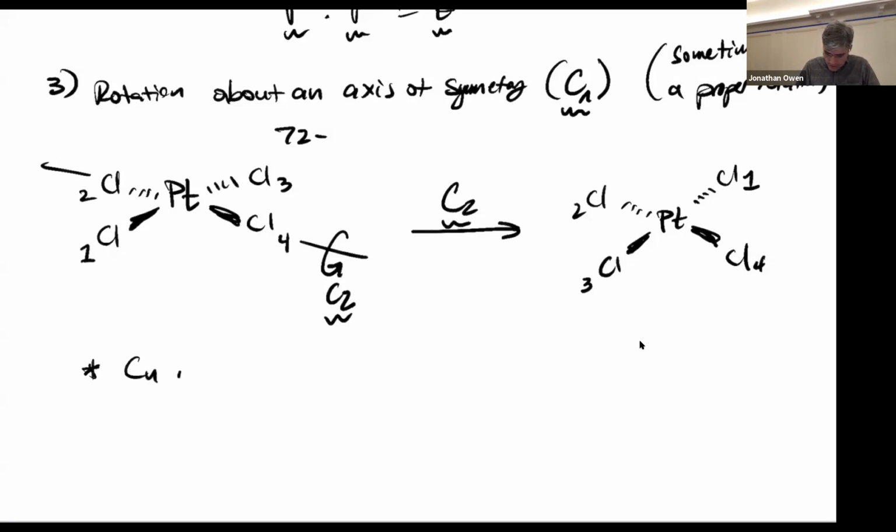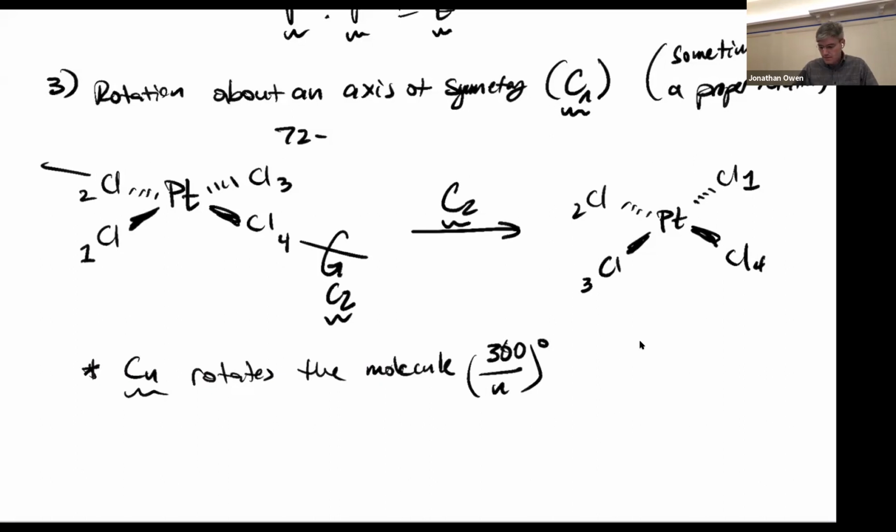So Cn rotation, Cn rotates 360/n. Okay. Now this molecule has other symmetry axes. Let's do another one.